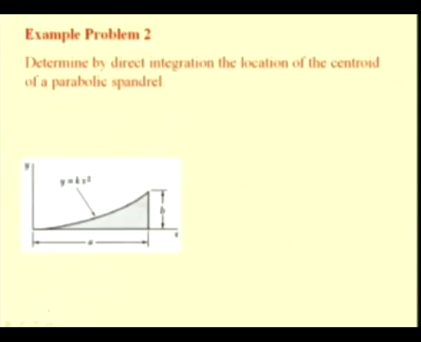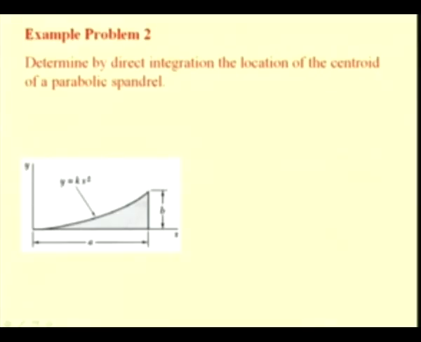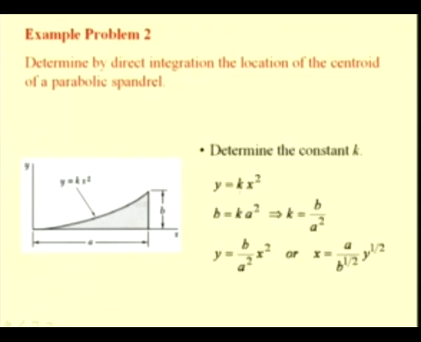Let us consider one example to completely illustrate this procedure. We have this curve y equal to kx square, which is a parabola, and we are interested to find the location of the centroid. To proceed with this problem, first we have to determine the value of k. We find that by substituting the end condition that y is equal to b when x is equal to a, and from that we find the value of k, and thus the equation of this parabola as y equal to b by a square times x square.